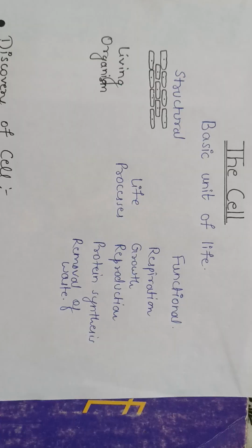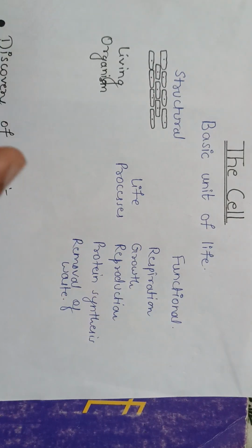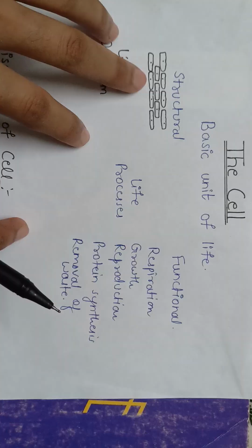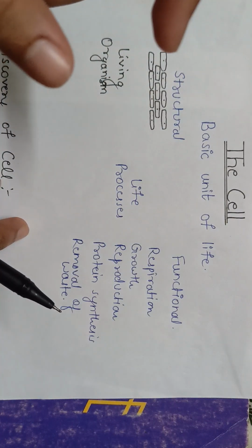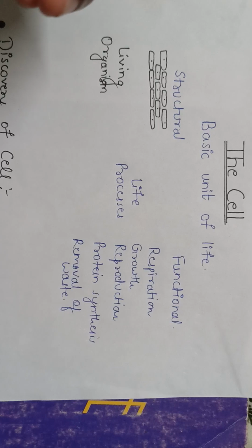In today's video, we will study about the cell. So, what is a cell? Cell is a basic unit of life and it has a dual role, that is a structural and a functional role. Just like a building is made up of bricks, similarly our body is made up of tiny living structures called cells. This means every living organism is made up of one or more cells.